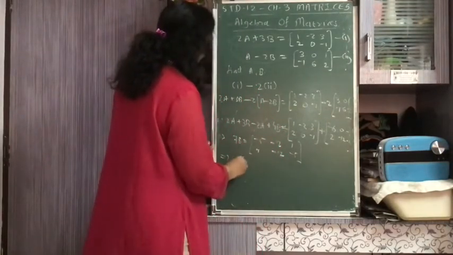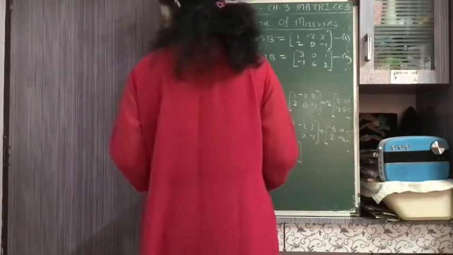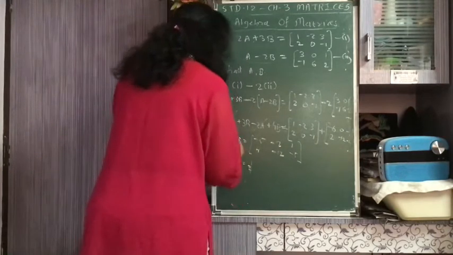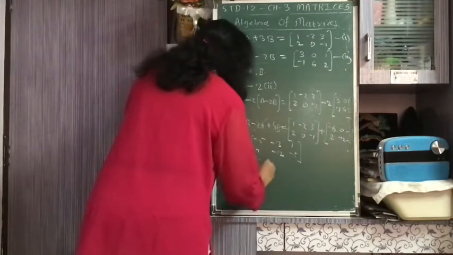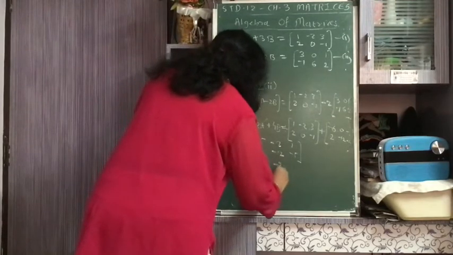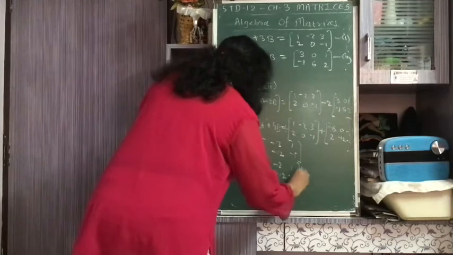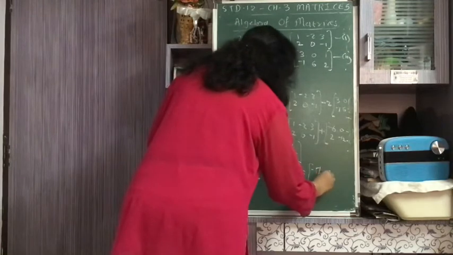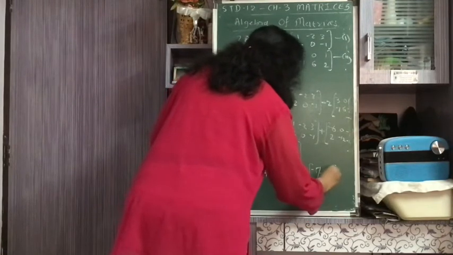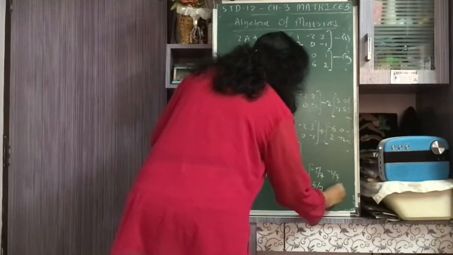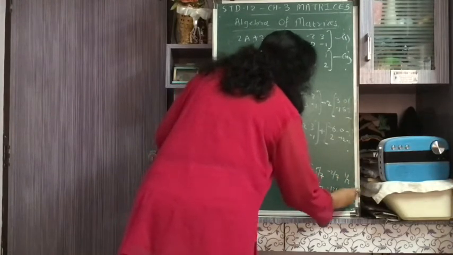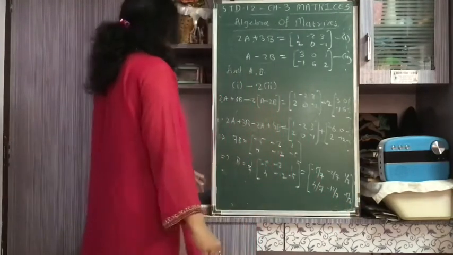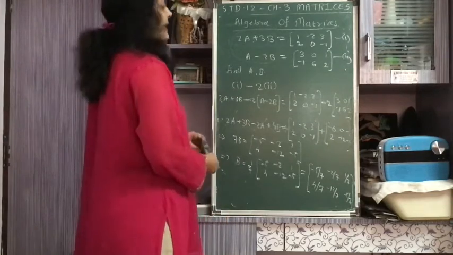So our matrix B will be 1 by 7 of it. This is 7B, so B is 1 by 7 of this, so each element is multiplied with 1 by 7. So it is minus 5 by 7, 4 by 7, minus 2 by 7, minus 12 by 7, 1 by 7 and minus 5 by 7 of order 2 by 3. So this is what matrix B is.